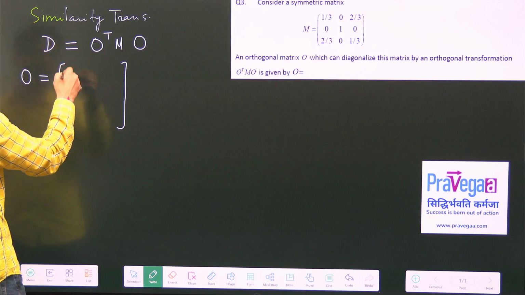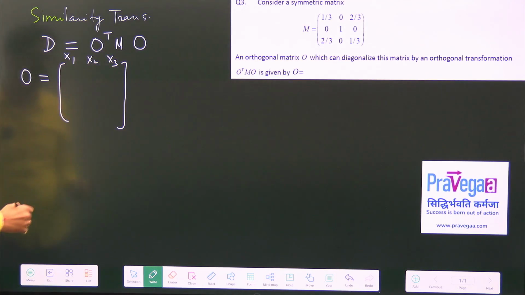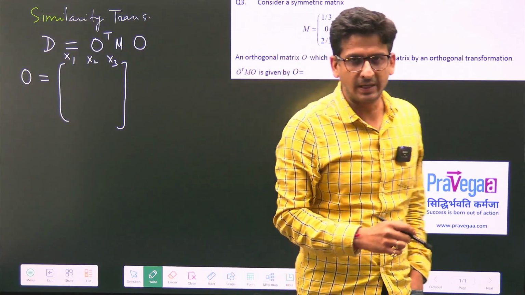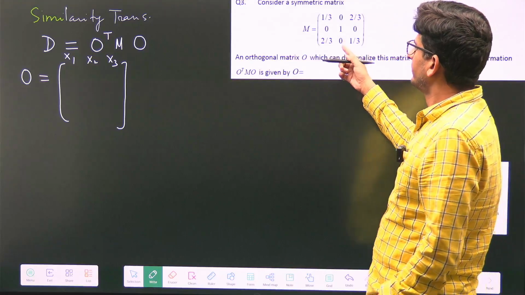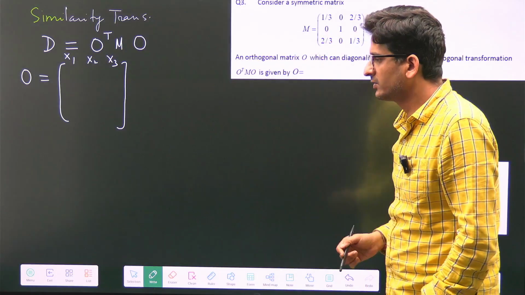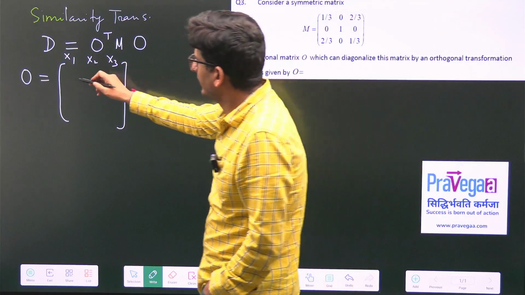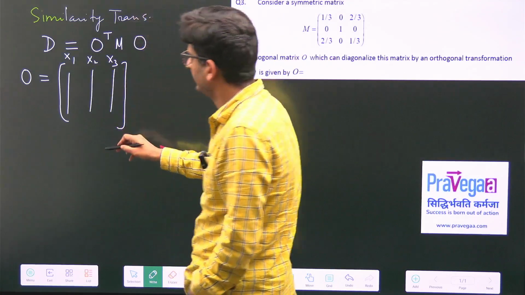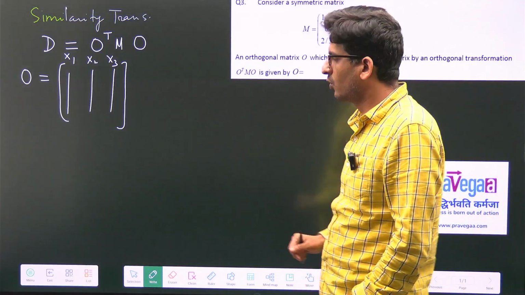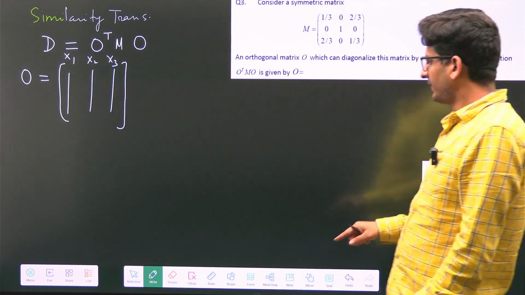the eigenvectors like this, x1, x2, x3, the eigenvectors which are calculated using the eigenvalues of the matrix M. Corresponding to every eigenvalue we will get eigenvectors, and then we will put eigenvectors in columns like this, and we will take them normalized. So that matrix O is required here, okay? So what is the first step?